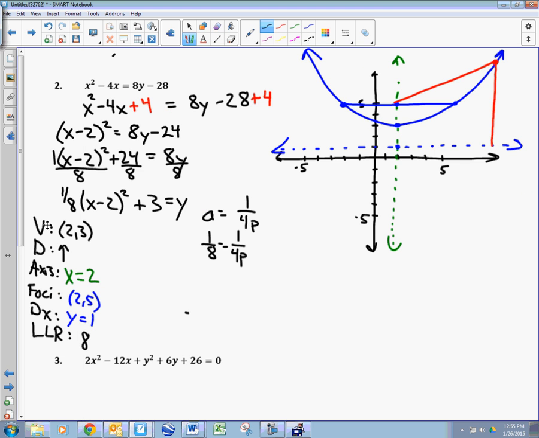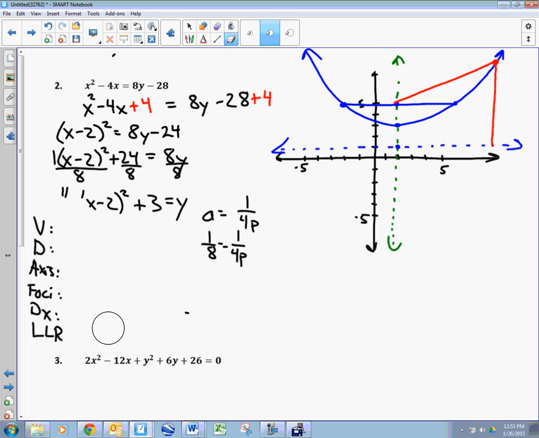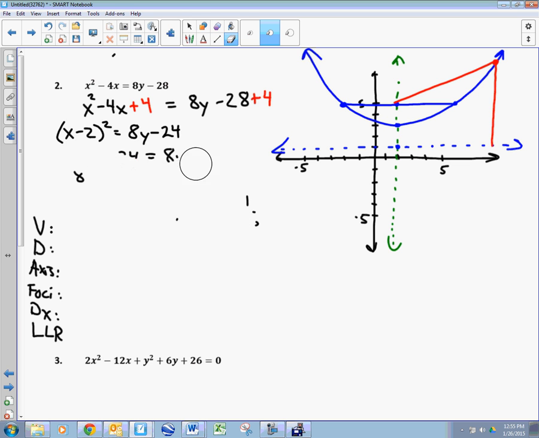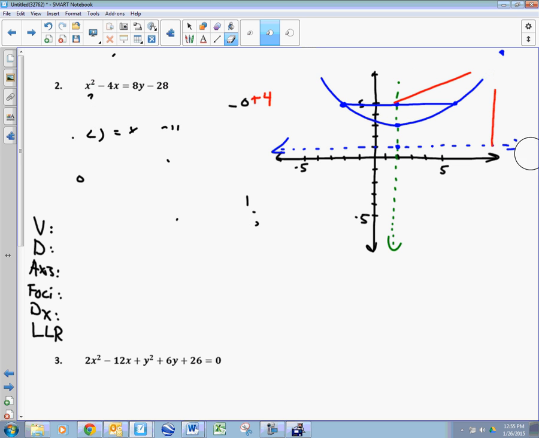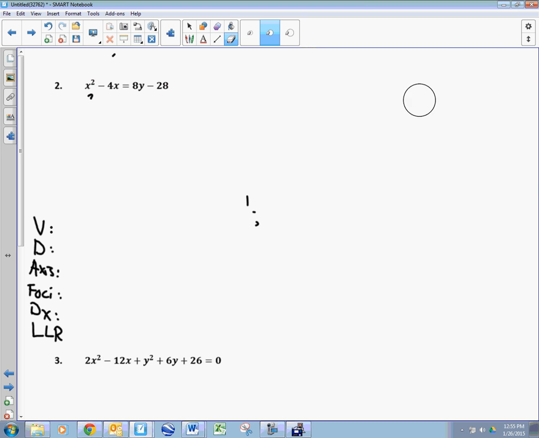Okay, we'll see if we can get through this one. And that will be it. Pretend you didn't see my board. What shape is this one going to make? Why? Because one of them's not squared. So, is this going to be a y equals or an x equals? How come? Because x is squared.